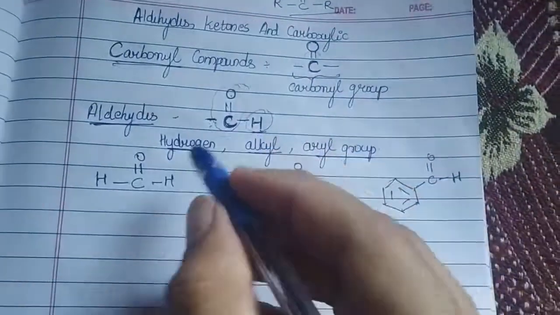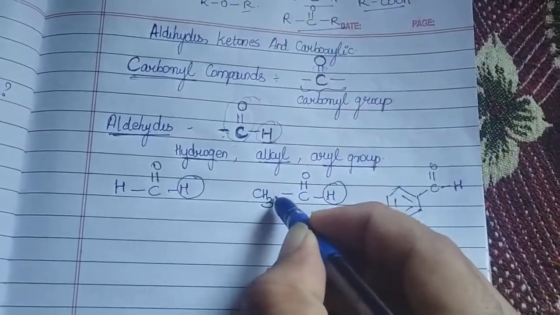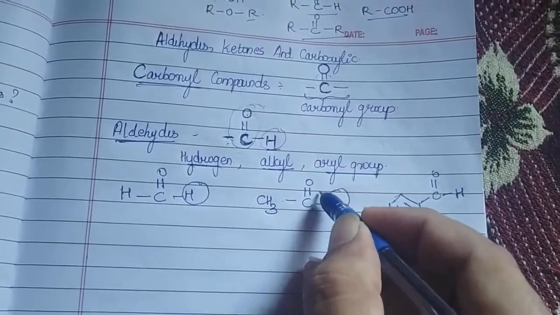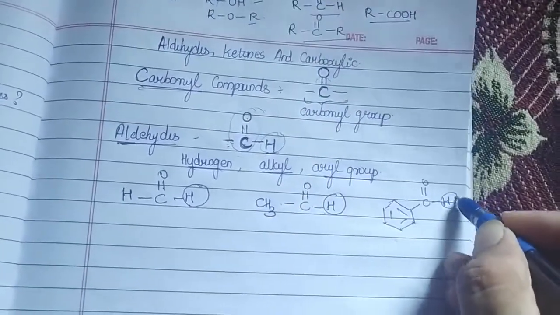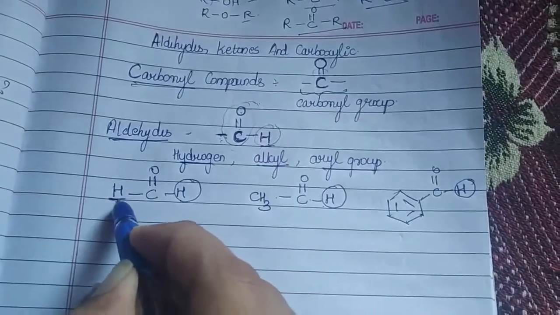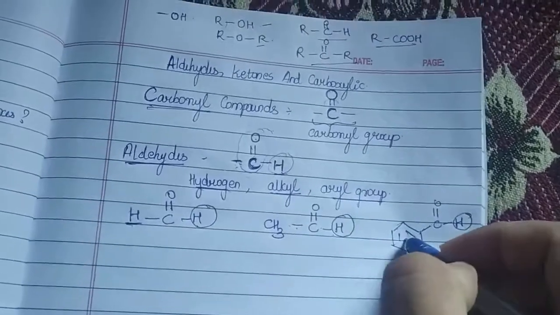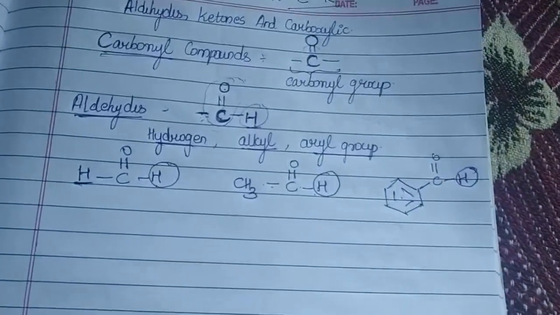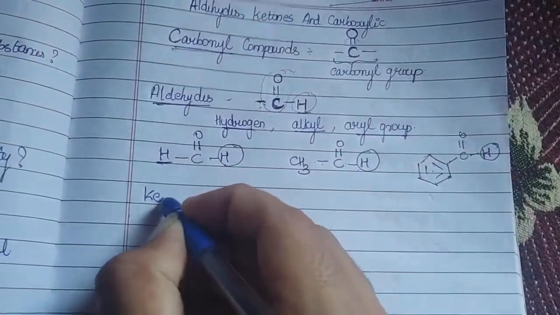So in all these examples, among the 2 valencies surrounding your carbonyl group, one valency has been satisfied by your hydrogen, whereas the remaining valency will be satisfied by your alkyl or aryl group. Is that clear? Okay. Then what is the main thing about your ketones now?